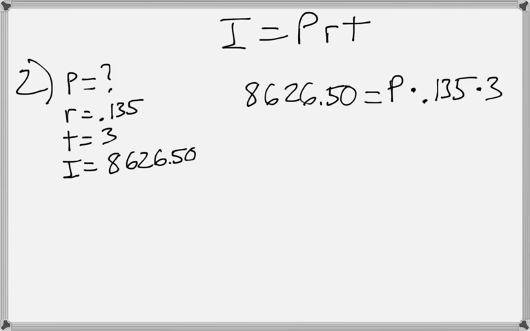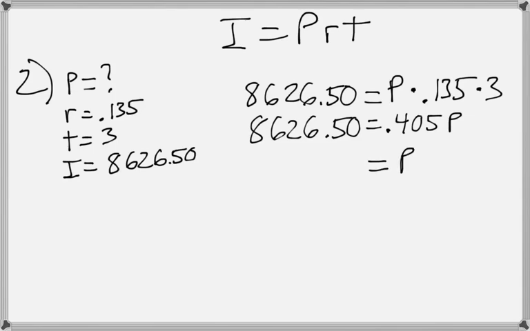So I actually want to combine these two guys. So if I take 0.135 times 3, then I'm going to get 0.405 being multiplied by P. And that's staying the same. So then I just want to divide both sides by 0.405. And my principal is going to be $21,300.